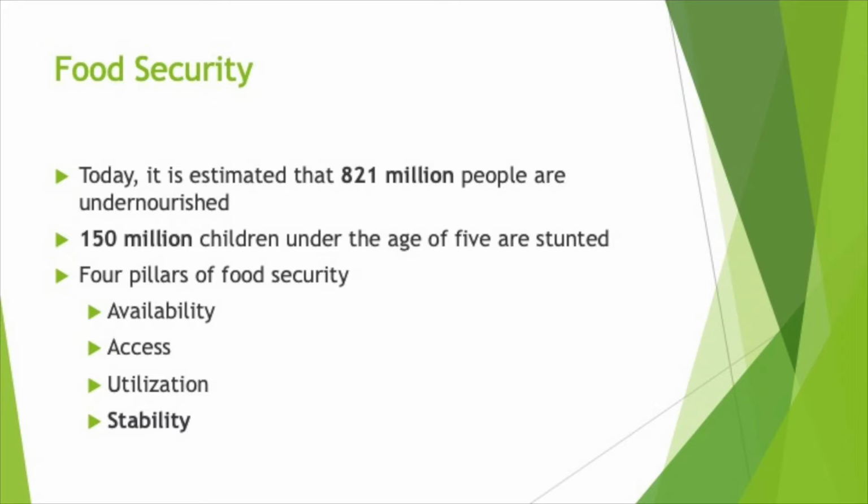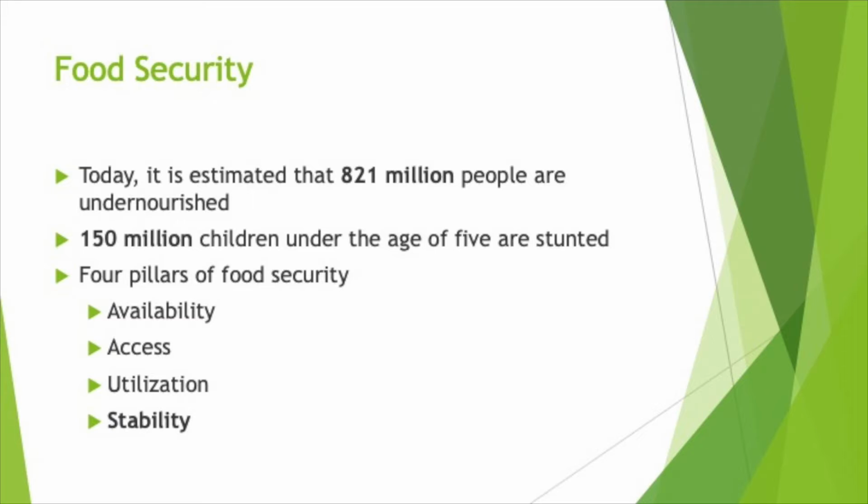So, here are some general facts about the food system and food security. It is important to keep these in mind so that we can understand how great of an issue food insecurity is and how we can improve food security. Today, it's estimated that 821 million people are undernourished and 151 million children under the age of 5 are stunted. This means they have impaired growth and development.